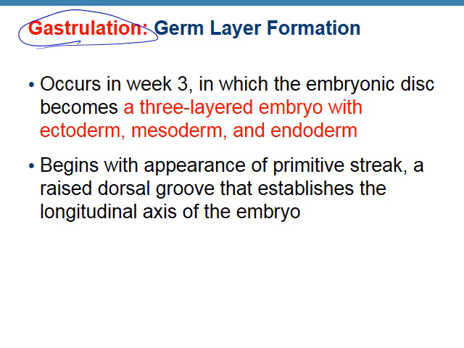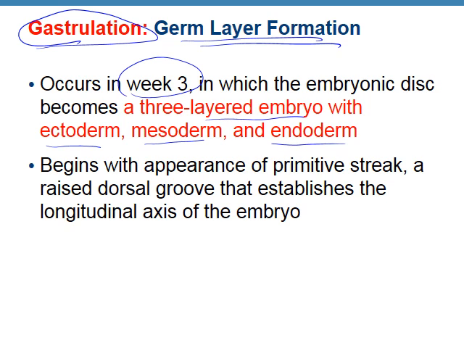Now we're talking about gastrulation, these germ layer formations. So how do we create the ectoderm, the mesoderm, and the endoderm? At about week 3, we're going to start seeing this embryo that has this 3-layered structure. The first thing you're going to see is something called a primitive streak, and this helps set up the axis of the embryo. I'll show you on the next slide.